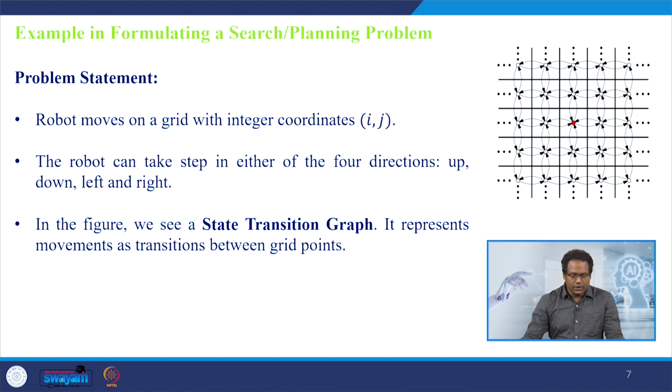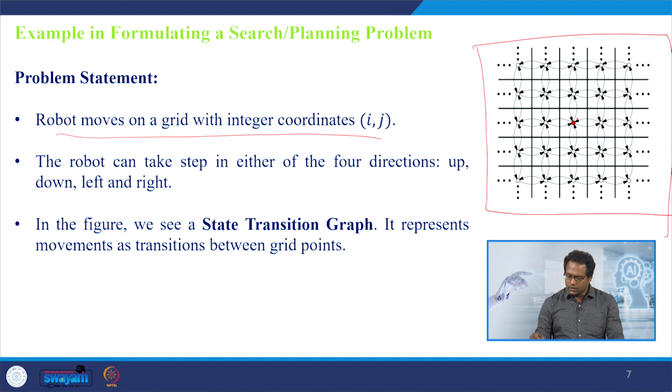Now let us see an example in formulating a search or planning problem. The problem statement goes like this: a robot moves on a grid with integer coordinates. We have a grid for the robotic system, and let us say the robot is located in the center, which means let us say (0, 0) is the location of the robotic system. Then it has to move either up, down, right or left depending on the grid locations. The grid locations are nothing but the states. The robot is moving to different states, which are nothing but the locations represented in this 2D grid.